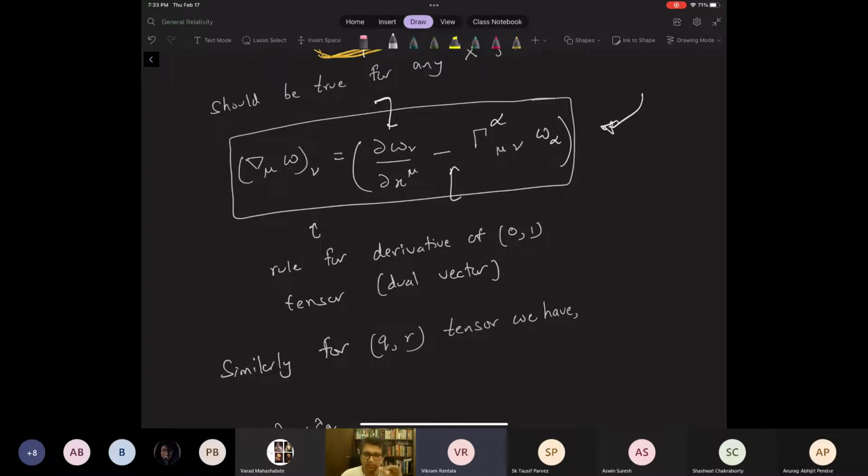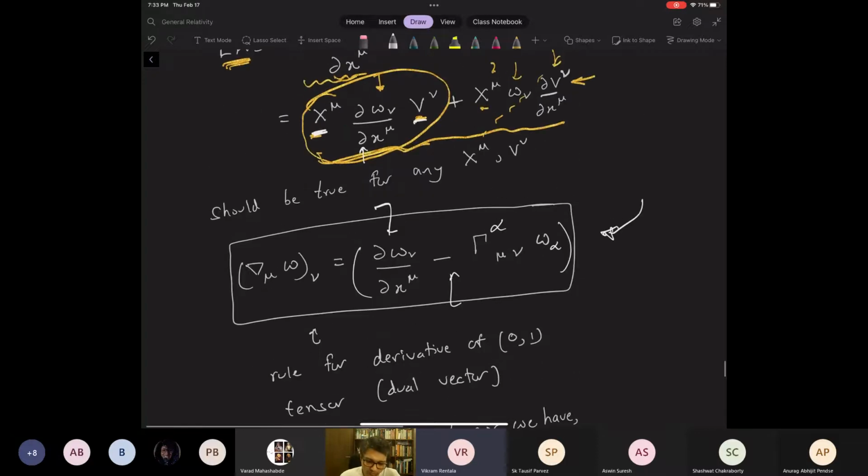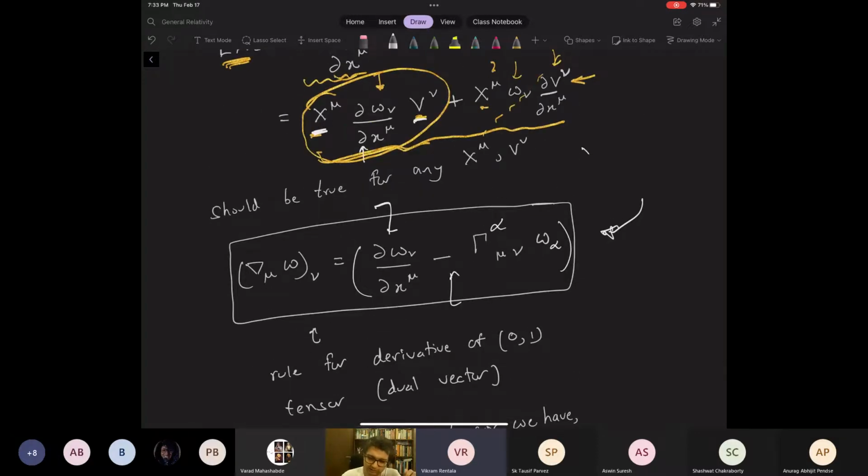So you see that basically from the rule for how to take the derivative on scalars and the rule for how to take the derivative on vectors, we now get a rule for how the derivative acts on dual vectors, omega. And you see that it looks quite similar to the rule on vectors, except for one thing: there's a minus sign here. And you have to be a little careful about the indices. So it's gamma alpha, mu nu, omega alpha. That's what shows up here.